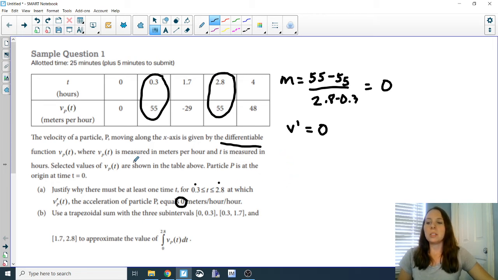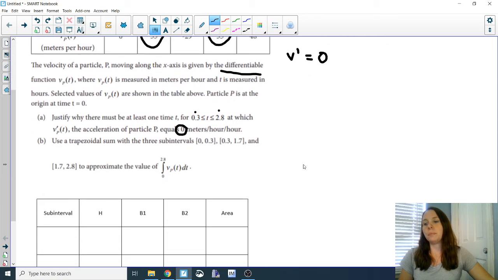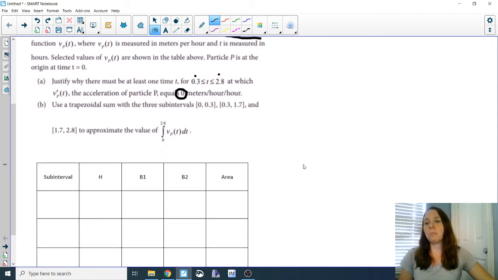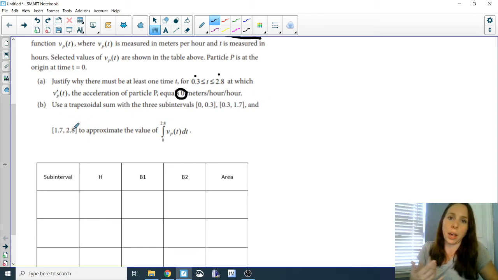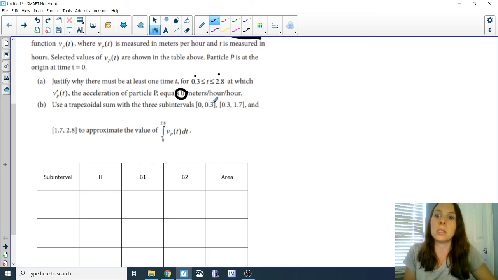All right, so that's part A. Part B asks us to use a trapezoidal sum with 3 subintervals, and the really nice thing here, I don't know if you're given one like this on the actual AP exam this year, would they set it up this nicely for you? I don't know that or not, but you have your subintervals even established for you so that you know exactly what you need to do here.